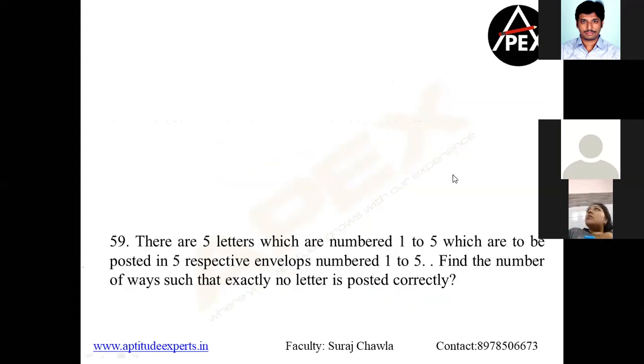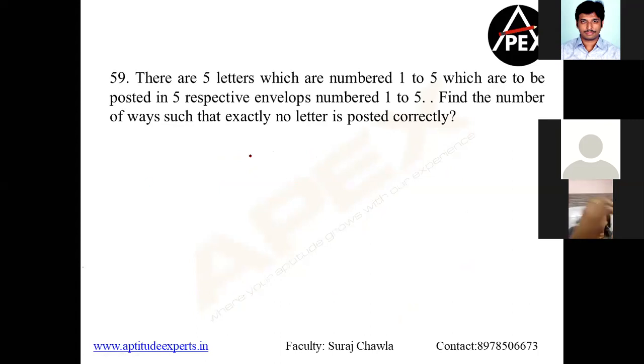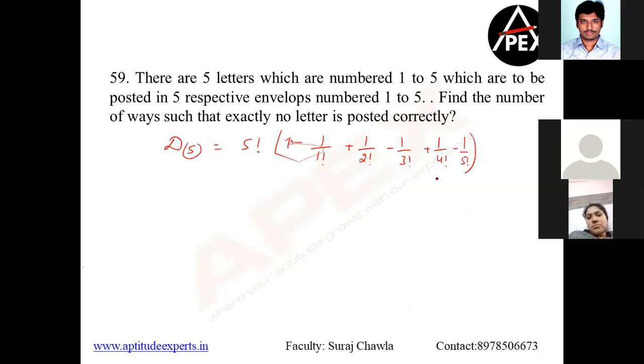Clear? Last question. No letter is posted correctly. If no letter is posted correctly, so therefore it's going to be de-arrangement of 5 terms. That is going to be 5 factorial into 1 minus 1 by 1 factorial plus 1 by 2 factorial minus 1 by 3 factorial plus 1 by 4 factorial minus 1 by 5 factorial. So what is the answer here, guys? Can you quickly calculate, please?